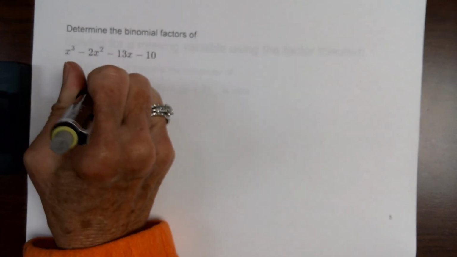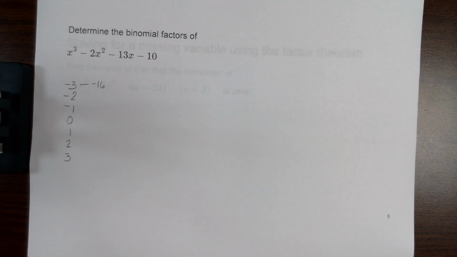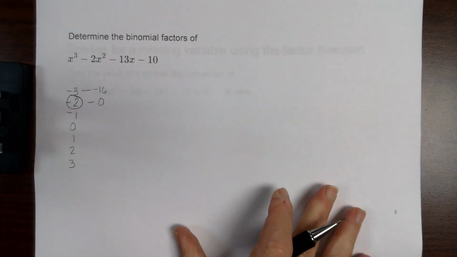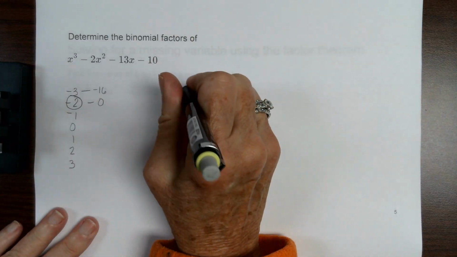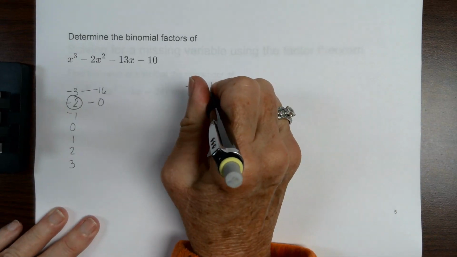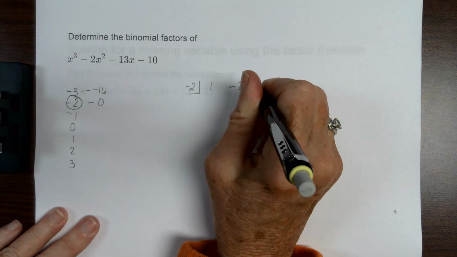So I have x raised to the 3rd power minus 2x squared minus 13x minus 10. And I get a negative 16 here, so you know that one doesn't work. I'm going to go back, and I'm going to do a negative 2. The negative 2 works. When I plug that in, I get a 0. So that's where I'm going to start. I'm going to put the negative 2 out here in my half a box. Then I'm going to put my coefficients.